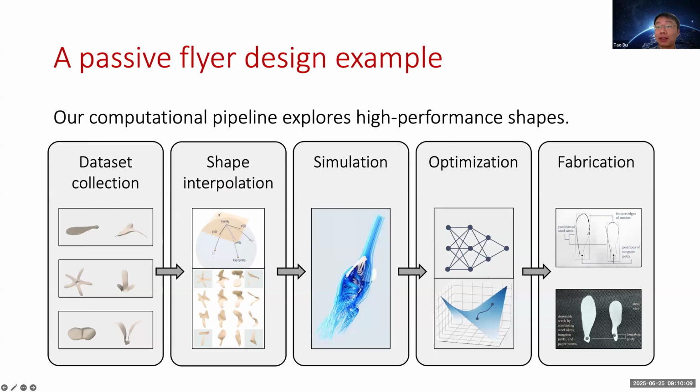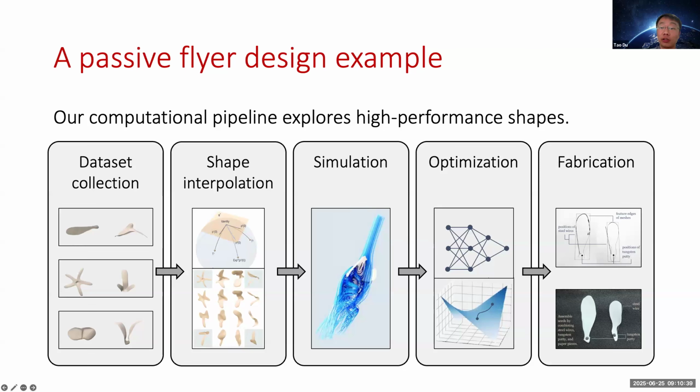Our project applies computational methods to explore novel shape designs that hopefully can outperform their natural counterparts in certain performance metrics that we care about, for example, faster spinning rates or longer traversal distance. The pipeline here begins with collecting natural seeds and 3D scanning them to build a data set, from which we span a continuous shape space.